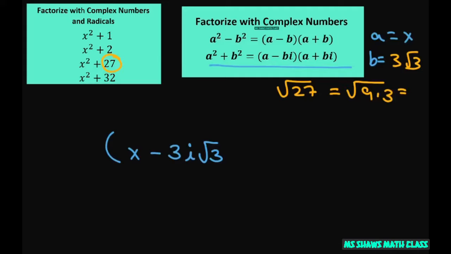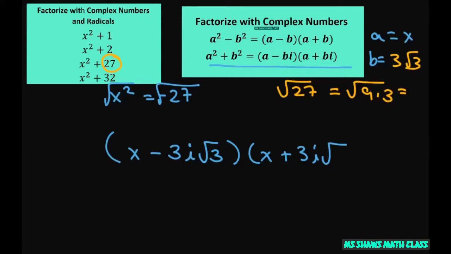Because remember, this is going to be i, because when you solve for this, it's going to be negative 27. So when you square root it, you're going to have to pull that i out. All right. And that's how you would write that. You might want to try this one on your own.